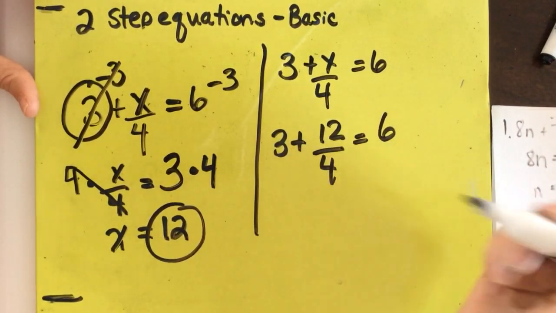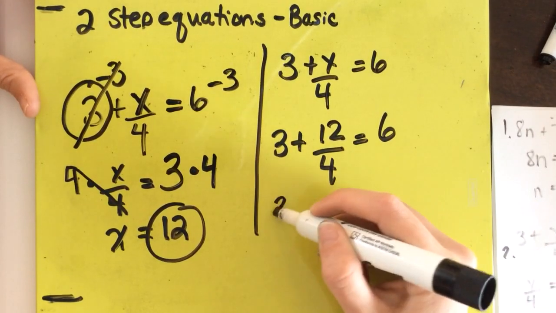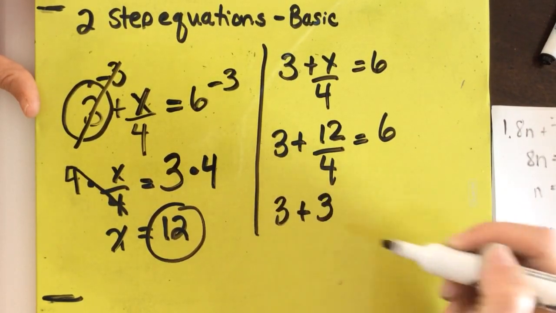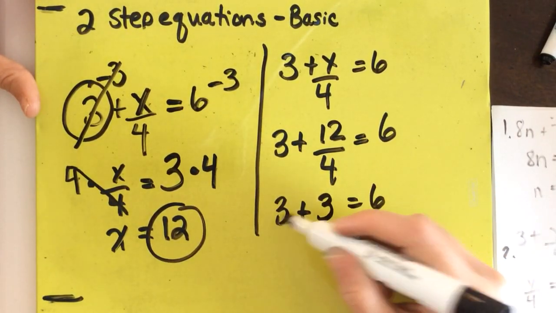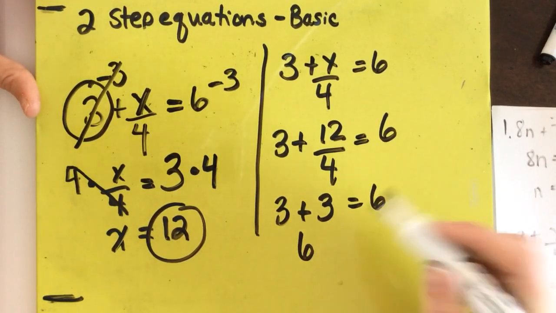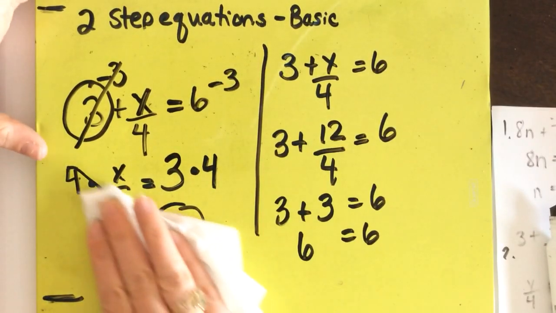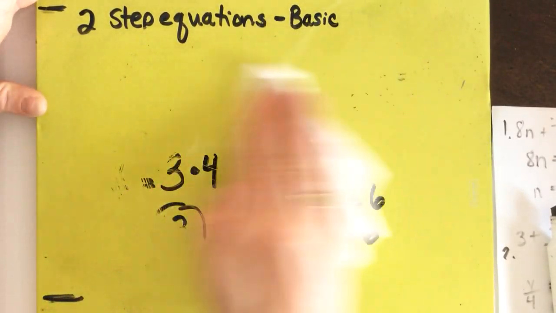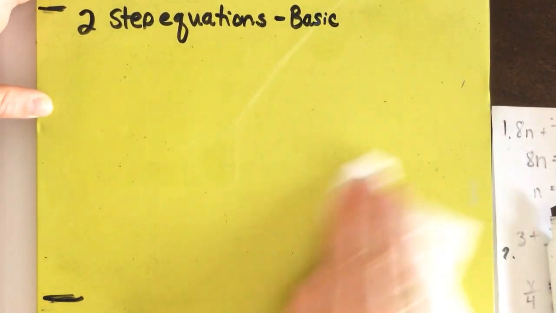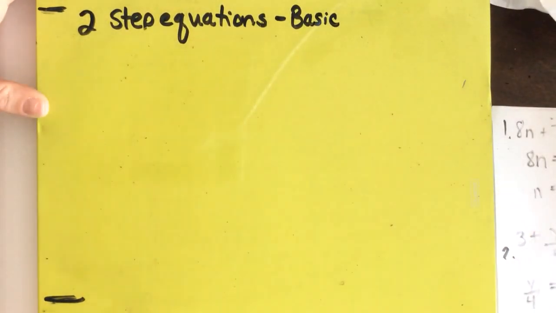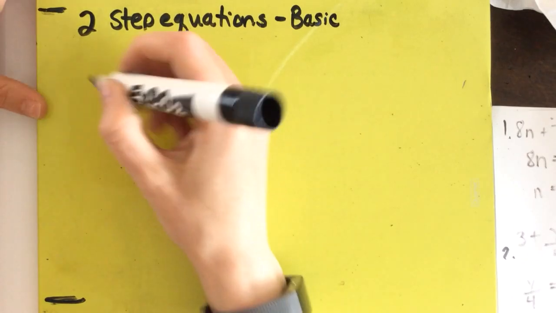and I substitute in 12 for my variable x and see if it in fact does make sense. 3 plus 12 divided by 4. Well, we know 12 divided by 4 is 3. And then we can add 3 plus 3 is 6. So that works. Okay, one more example. This one might look like it's a one-step equation, but it's actually a two-step equation.